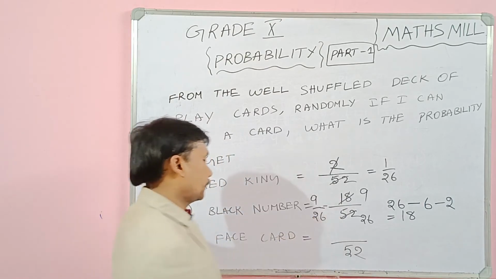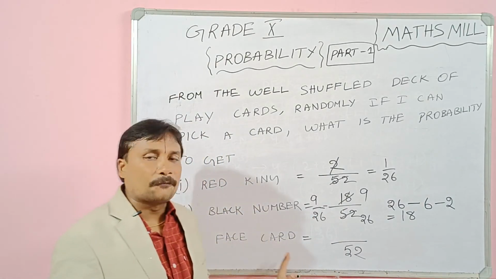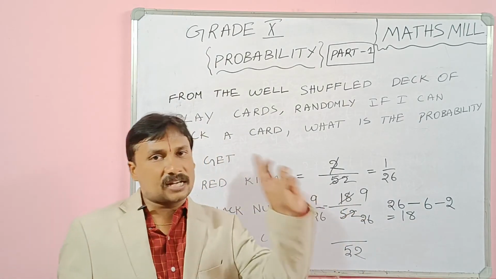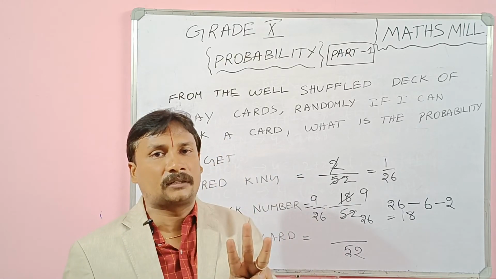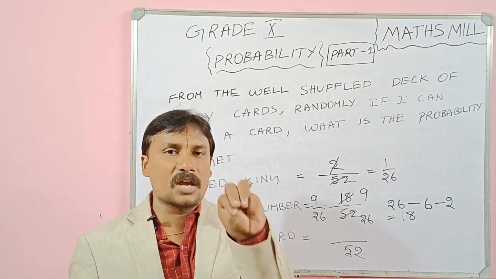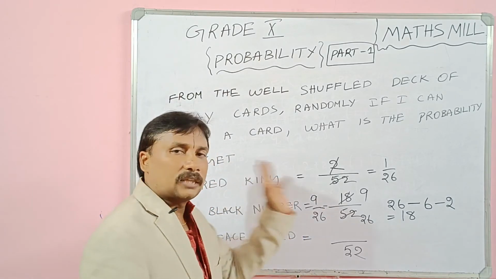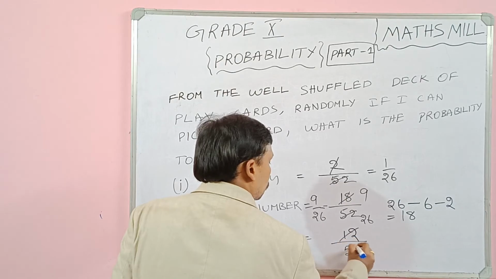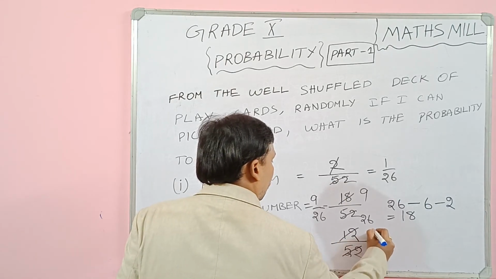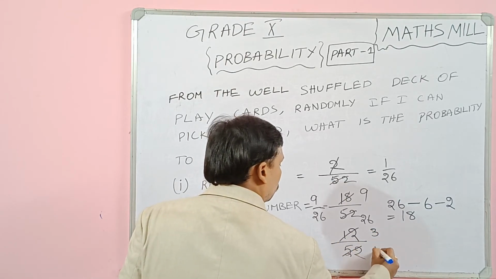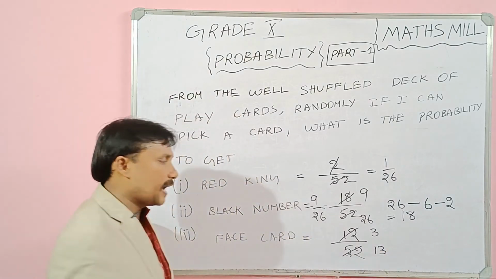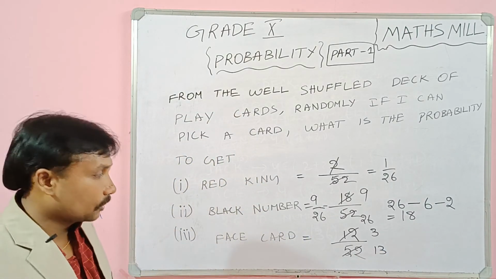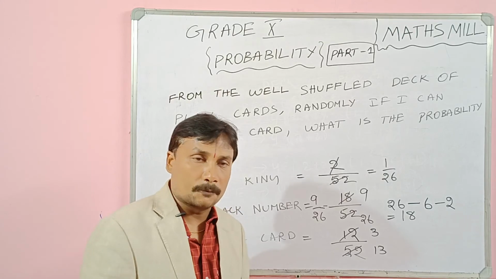Hope you got it. Now coming to face cards. As I said, face cards are only 3 out of a set of 13: king, queen, jack. 3, 3, 3, 3, 4 threes, 12. So 12 by 52. You can take it as 4 threes and 4 thirteens, so 3 by 13 is your answer. Am I right? Hope you got it.